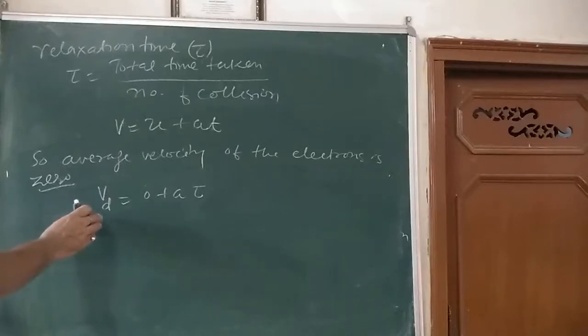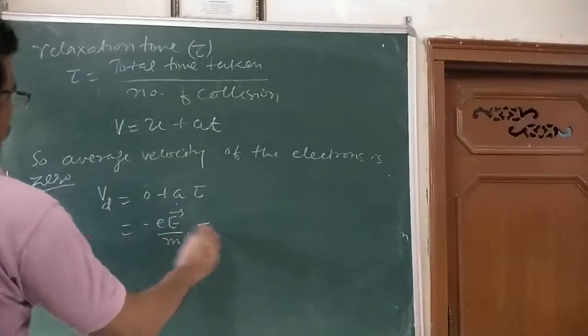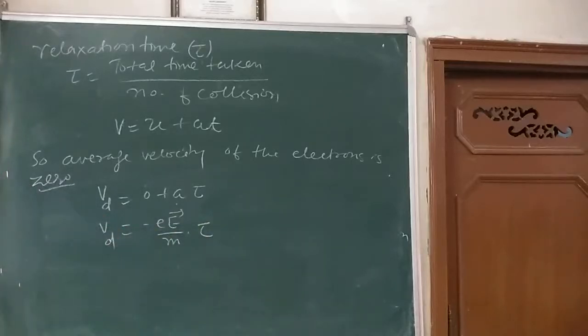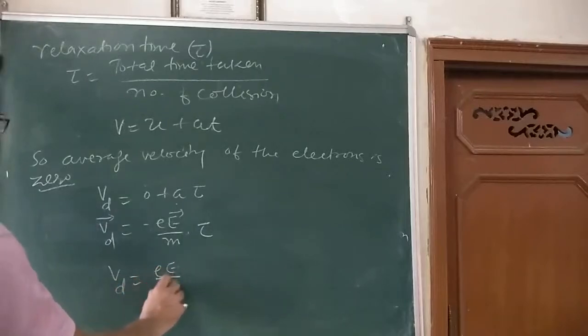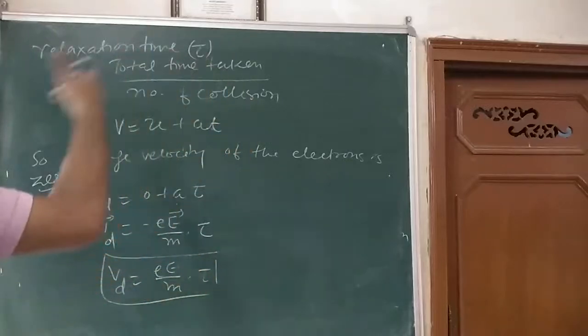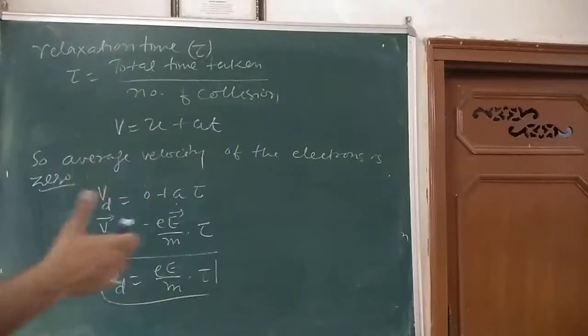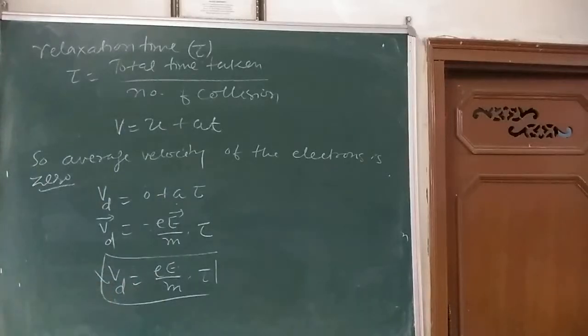So here, vd comes out to be, write the value of acceleration from our earlier equation, that is minus eE divided by m, into tau. This is called vd. So I can write here, in magnitude, the average drift velocity vd is equal to eE divided by m into tau. Electrons are moving towards the positive end of the conductor, the positive end of the battery. So they move opposite to the applied field. That's why it is called drift velocity.